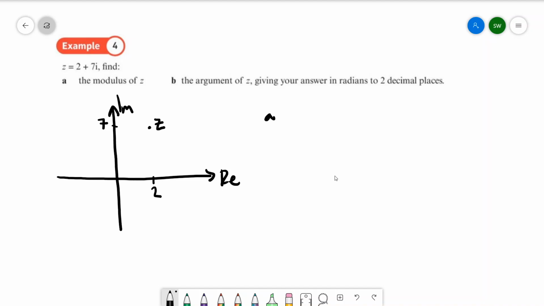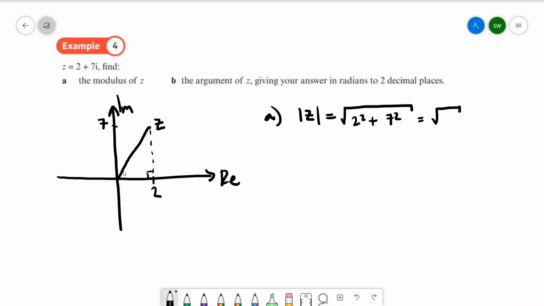So in part A, we want to find the modulus of z, which I'm going to write using the shorthand notation, modulus of z. We're going to draw in the line from the origin to the complex number, and we're going to create a right angle triangle like that. So we can use Pythagoras to work out the length of the hypotenuse. Remember, this length here is the modulus of z, the length of that black line. So we're going to do square root of 2 squared plus 7 squared, which is root 53.